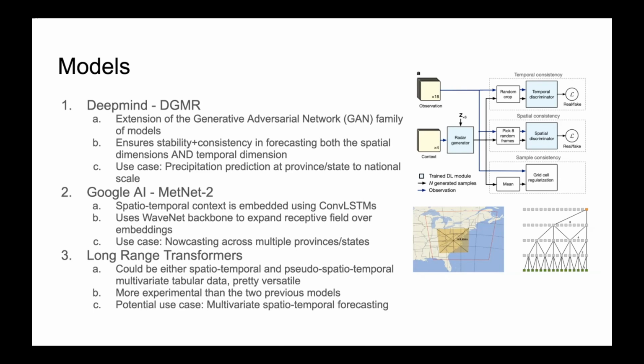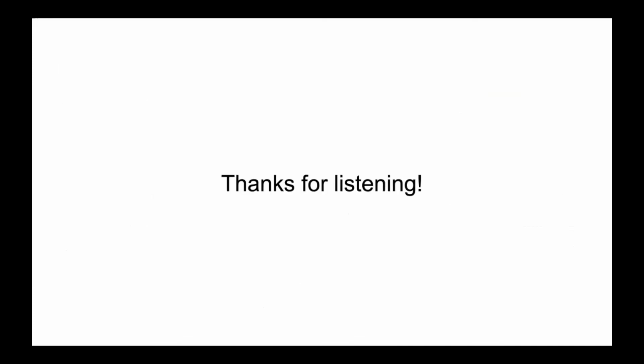And then the third method is a little bit more experimental than the past two, but it's called long-range transformers. So it could actually be applied to either spatiotemporal and pseudo-spatiotemporal multivariate tabular data. It's pretty versatile. It's basically just converting everything into a bunch of embeddings and then just doing standard attention over the embeddings. So a potential use case for that would be multivariate spatiotemporal forecasting.